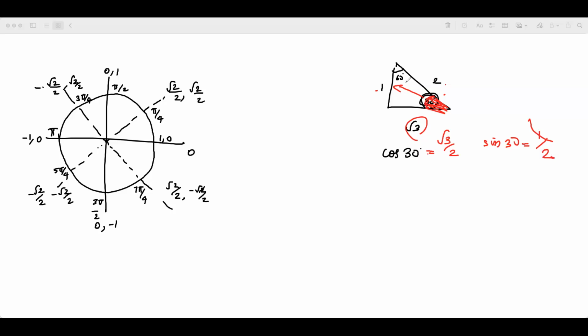Okay, let's try to understand cos 60. What happens to cos 60? Cos 60 is just, it reverses. 1 by 2, root 3 by 2, sin 60. Any questions there? Now, let's do it. This is 30 degrees. This is 60 degrees. Both are xy points, right? So, what I am going to do? Pi by 6, pi by 3.